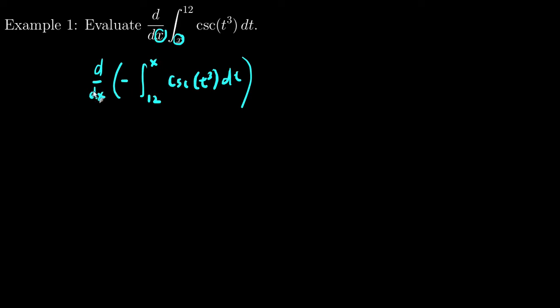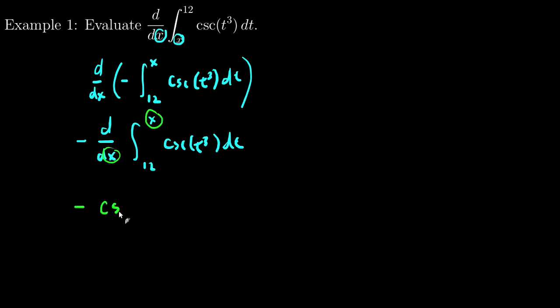I know that the derivative of a constant times something, I can bring that constant out, so that's the negative derivative with respect to x of the integral from 12 to x of cosecant t cubed dt. And now I notice that what I'm deriving over and the upper limit match, so I can just bring this negative down and I get the cosecant of x cubed.